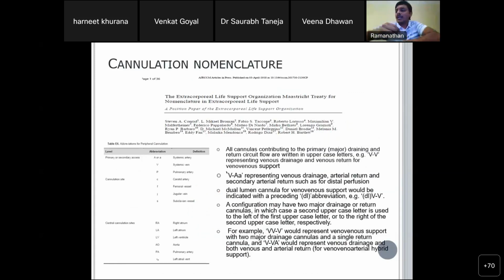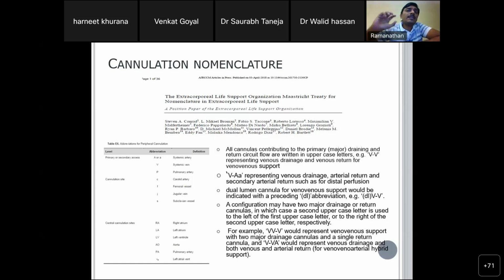Now, to make life simpler, these cannulation techniques now have a nomenclature attached to them. So there is a way you express your cannulation strategy. This is based on the Maastricht Treaty, which is adopted by the ELSO. This was a position paper published about 5 years back, and it clearly gives out how you need to abbreviate your cannulation strategy.